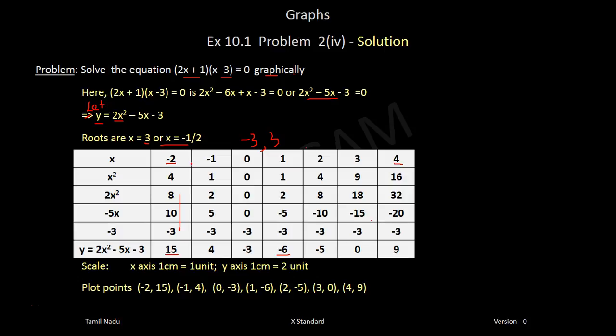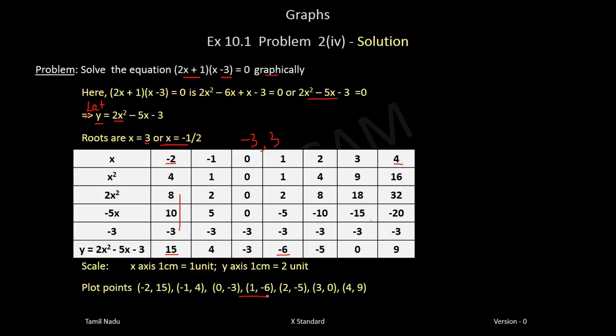Okay, so now we have the scale. Next we'll have to collect all the points. So it is minus 2, 15 is 1 point, minus 1, 4 is another point, 0 and 3, minus 3, that is x value and y value together as a pair is our point, right? So 1, minus 6 is another point and it goes on. So I'm getting all the points here.